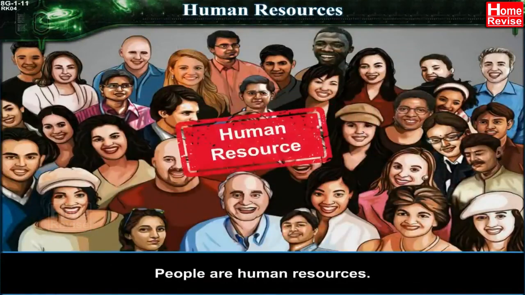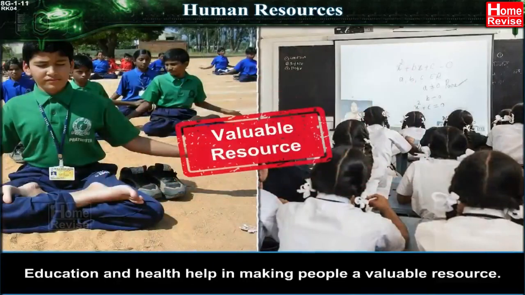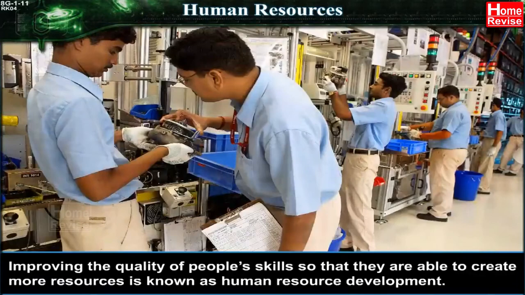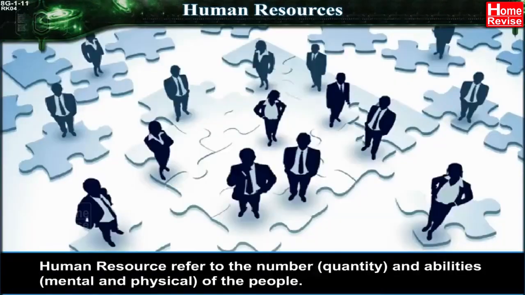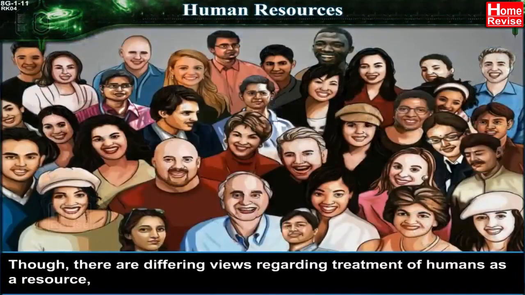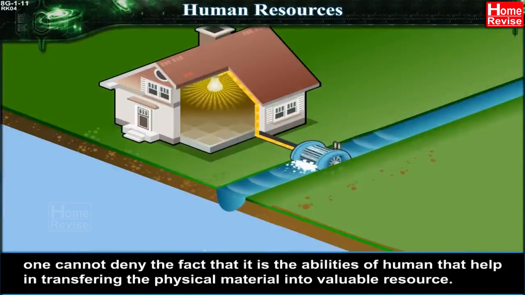People are human resources. Education and health help in making people a valuable resource. Improving the quality of people's skills so that they are able to create more resources is known as human resource development. Do you know, human resource refers to the number, that is quantity, and abilities, that is mental and physical, of the people. Though there are differing views regarding treatment of humans as a resource, one cannot deny the fact that it is the abilities of humans that help in transforming the physical material into valuable resource.